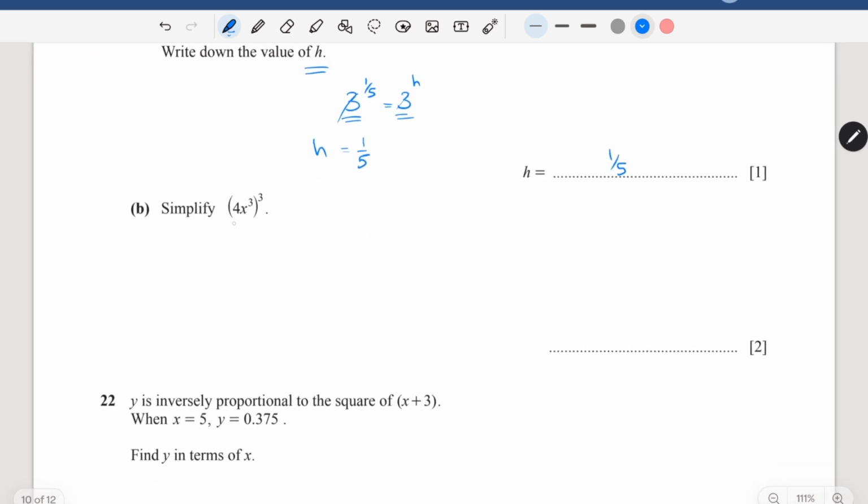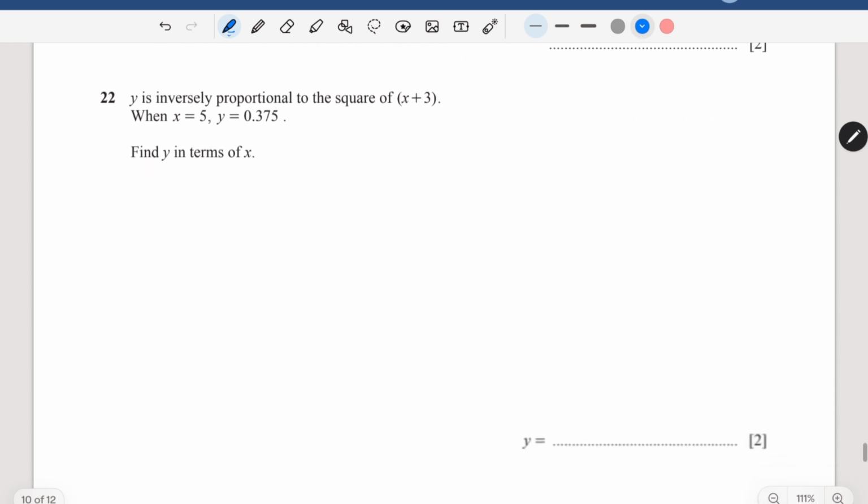And then simplify (4x^3)^3. Outside the bracket there is a cube, so you need to bring this cube inside to each term. So 4 cubed, and x to the power of 3 times 3, which is 9. The powers are multiplied with each other, so it becomes 4 cubed x^9. 4 cubed is 4 times 4 times 4, which is 64. So the answer is 64x^9.